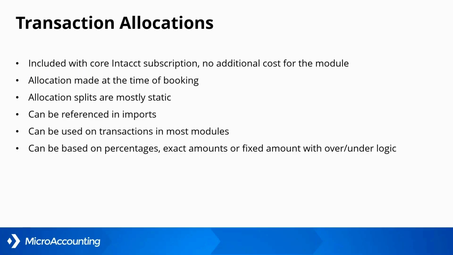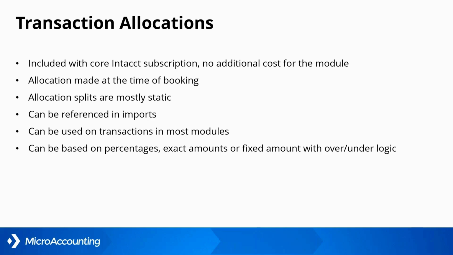There's transaction allocations. These are included with the core Intacct subscription, so they're under the general ledger module. There's no additional cost to have these transaction allocations set up in your system, so those are available for everybody. They allow you to use those allocations at the time that you're booking transactions. They're a little different than another type of allocation we'll be talking about in a minute, in that these are transaction level allocations.